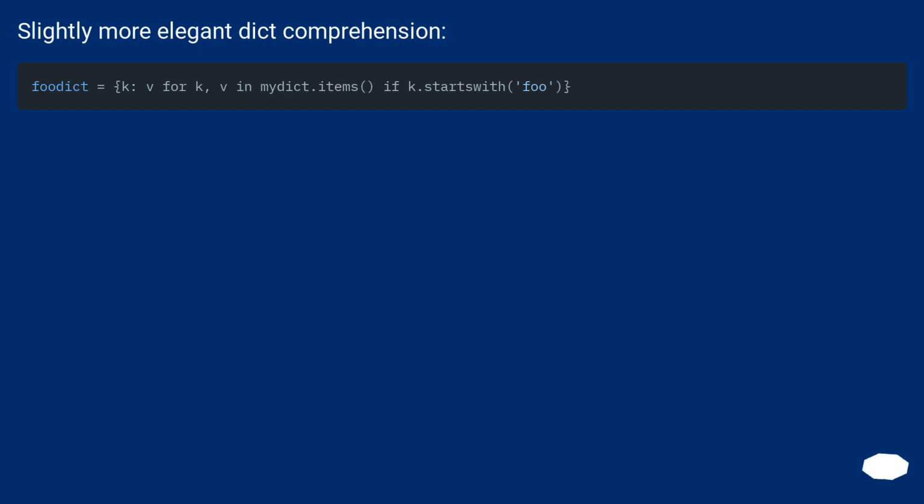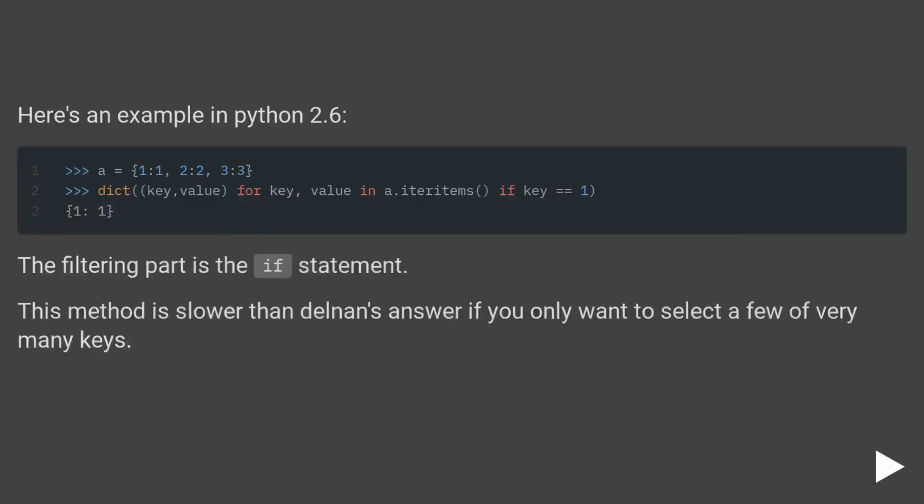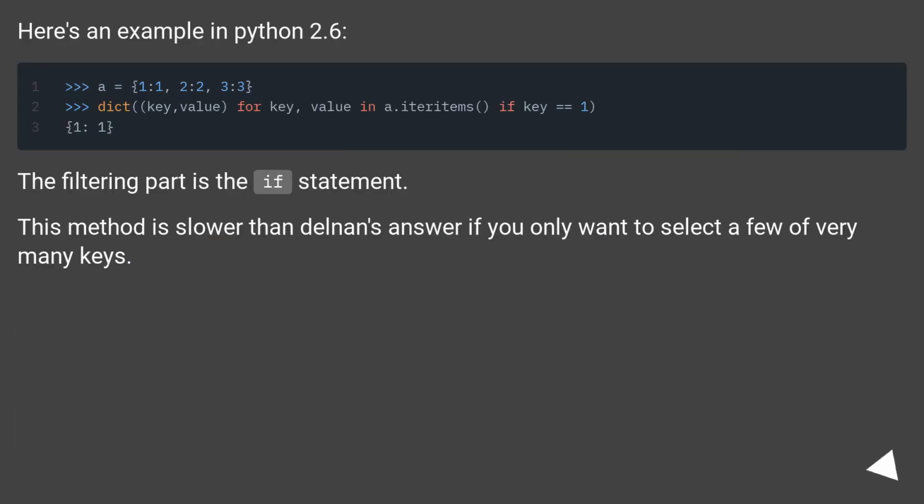Slightly more elegant dict comprehension. Here's an example in Python 2.6. The filtering part is the if statement. This method is slower than Delman's answer if you only want to select a few of very many keys.